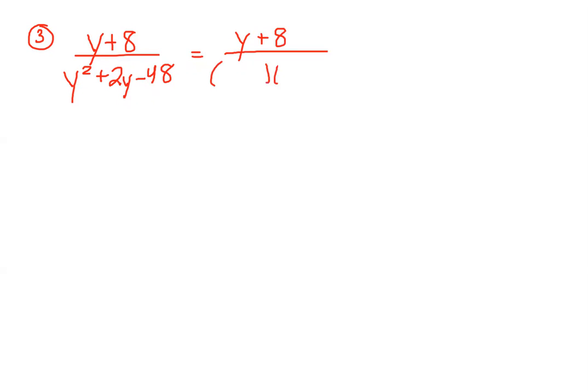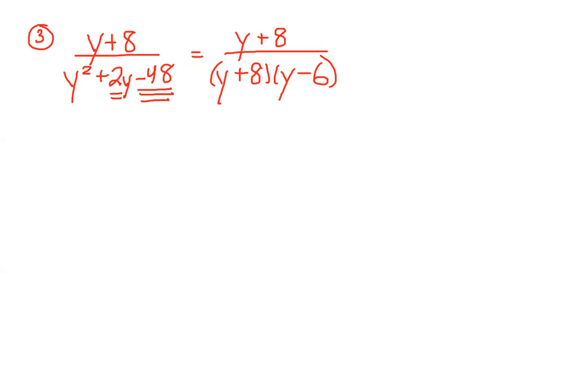y plus 8 over y squared plus 2y minus 48. Okay, step one, factor everything that can be factored. The numerator is already factored. The denominator, we have to say what multiplies to give you negative 48 and adds to give you positive 2. That's going to be 8 and 6. And the 8 is going to be the positive and the 6 is going to be the negative because we want the 2 to be positive.